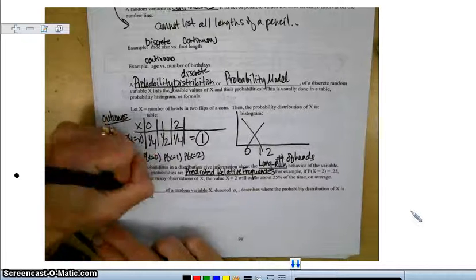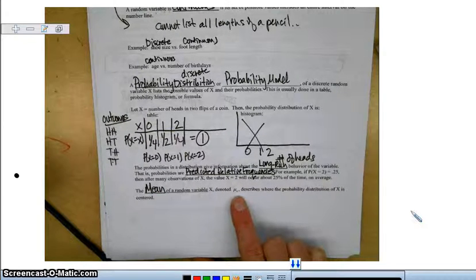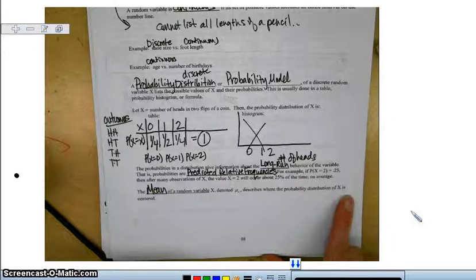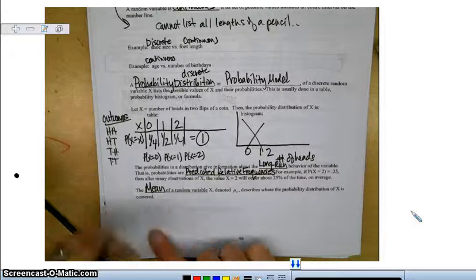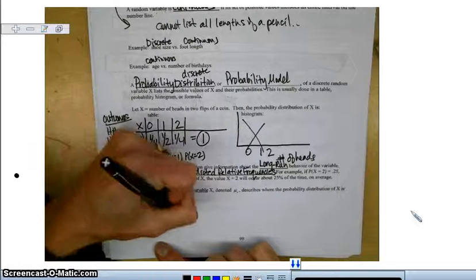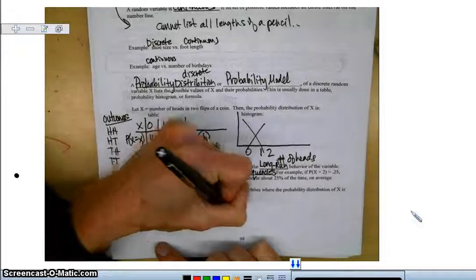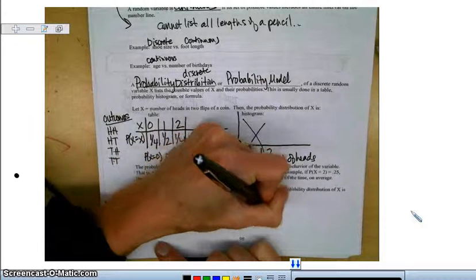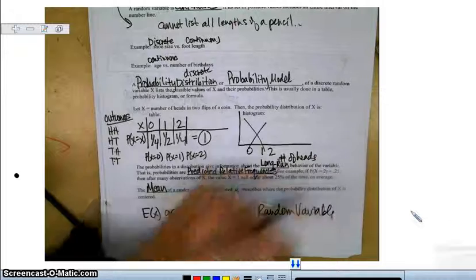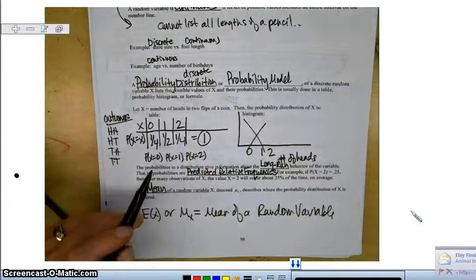So the mean of a random variable x, denoted mu with a little x below it, describes where the probability distribution of x is centered. It's also known as E of x or mu of x. That is the mean of a random variable. We are going to calculate that on the next page. So we're going to be finding the mean of this distribution right here.